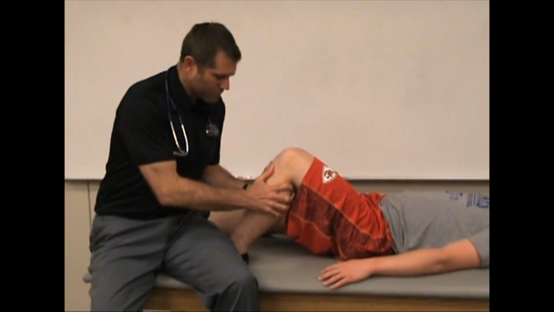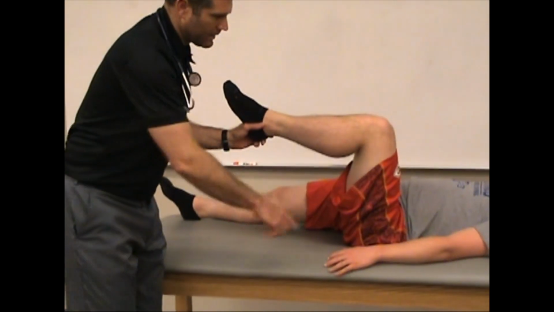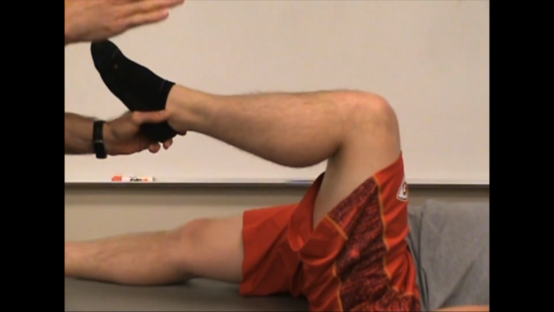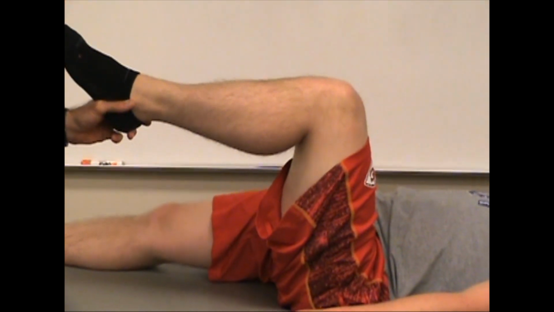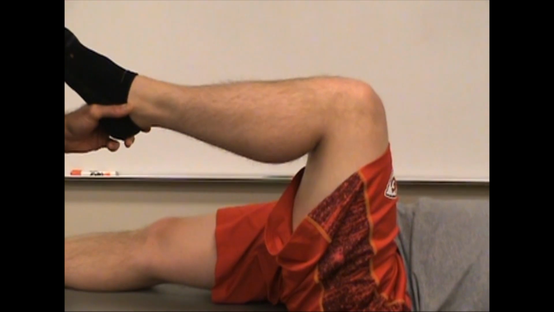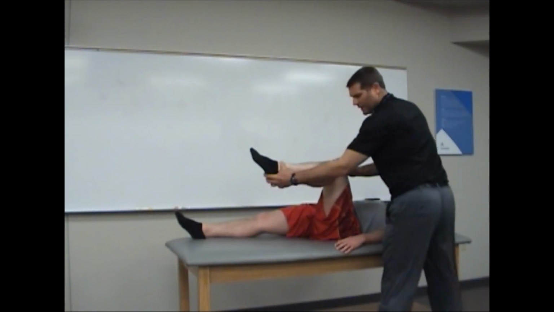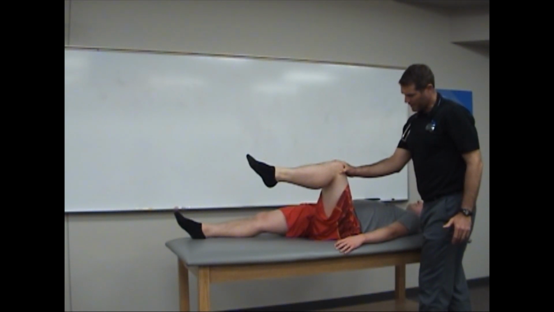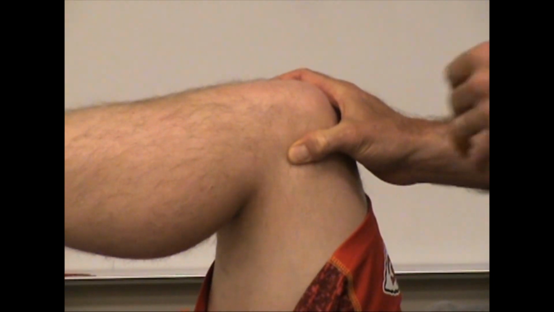Next, we'll look at the integrity of his PCL, and it's a posterior drawer. And also the sag sign. A sag sign, what you look for there is if there's a sag down from the patella down to the tibia, that would indicate that the tibia is resting posteriorly from a PCL tear. Okay? Next, I like to do meniscal testing. So I have my thumb and my second and third finger in the joint lines, medial and lateral joint line.